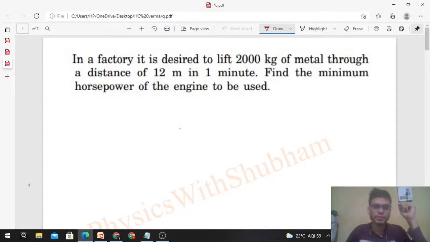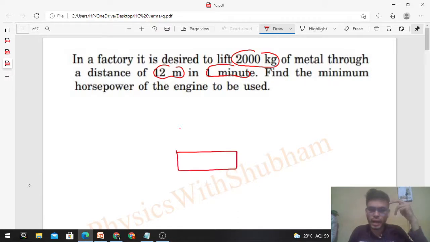So it says in a factory it is desired to lift 2000 kilogram of metal through a distance of 12 meter in 1 minute. Find the minimum horsepower of the engine to be used. Fine. So look, there is a metal and the mass of the metal is 2000 kilogram and you have to lift this metal by a distance of 12 meter, right?